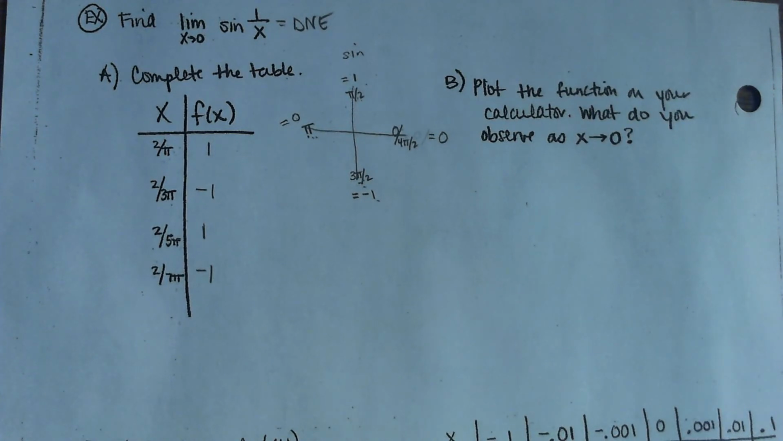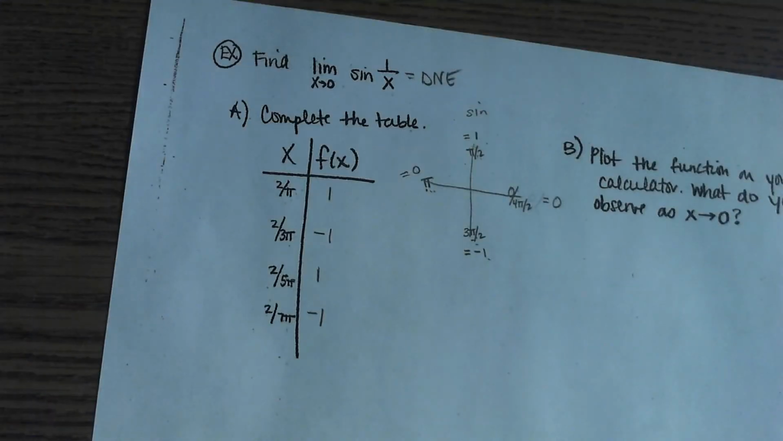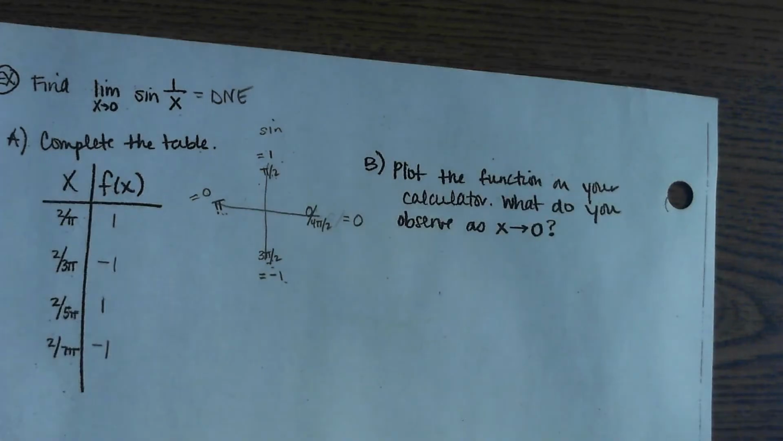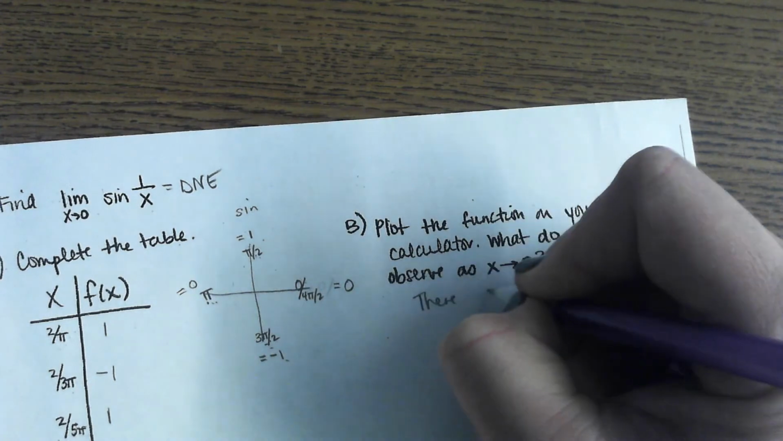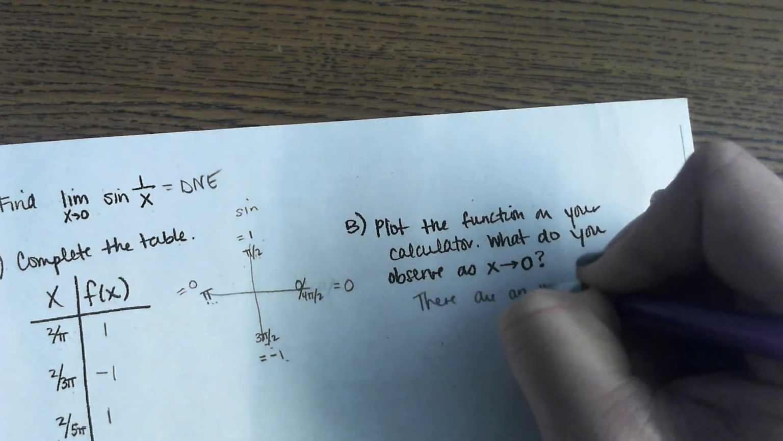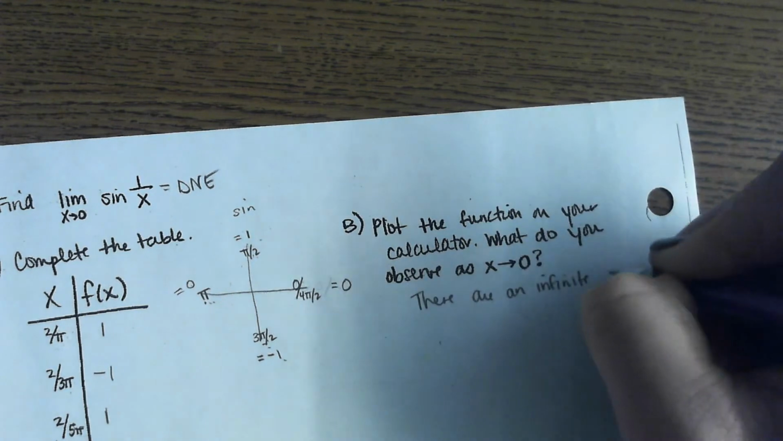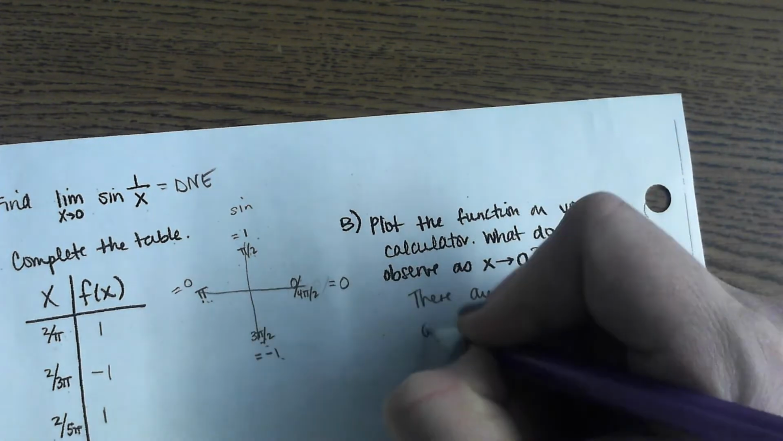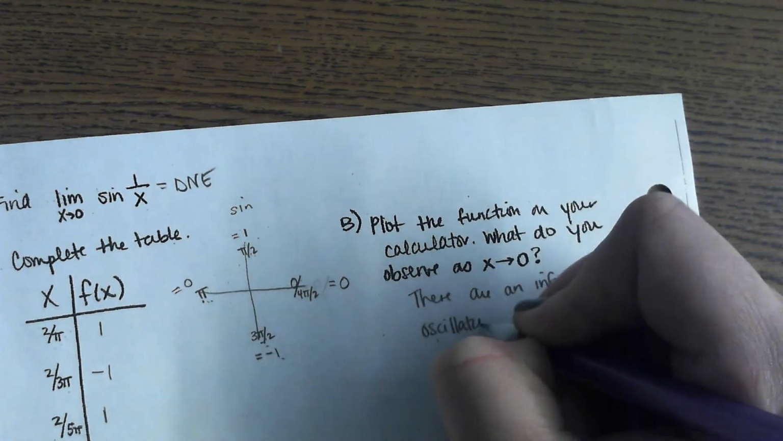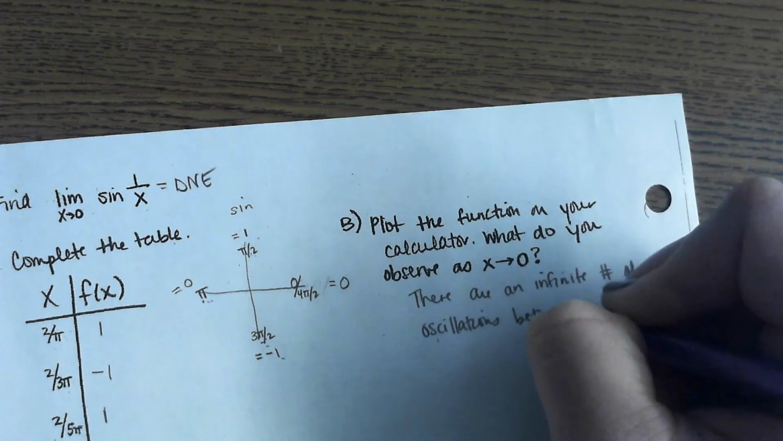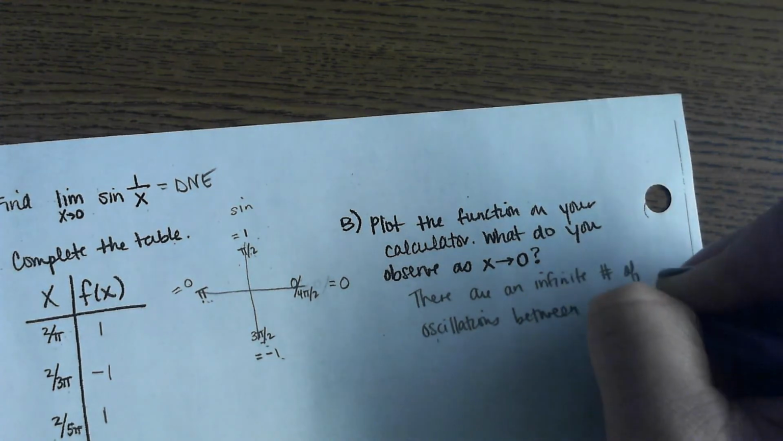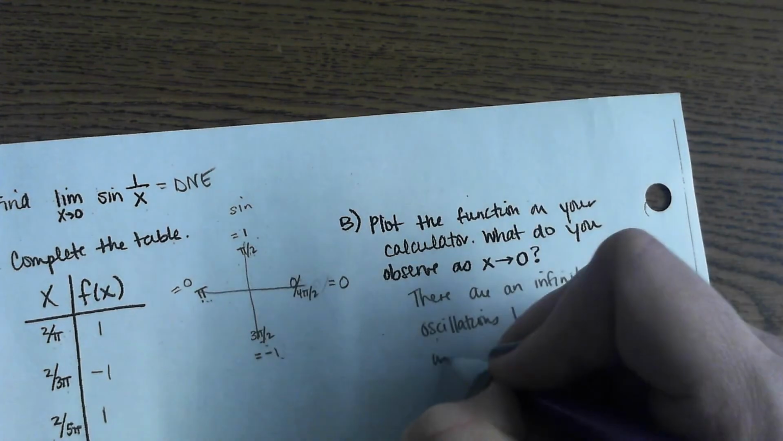What do you observe as x approaches 0? The graph kind of goes nuts. We'll say there are an infinite number of oscillations between negative 1 and 1 as we approach 0.